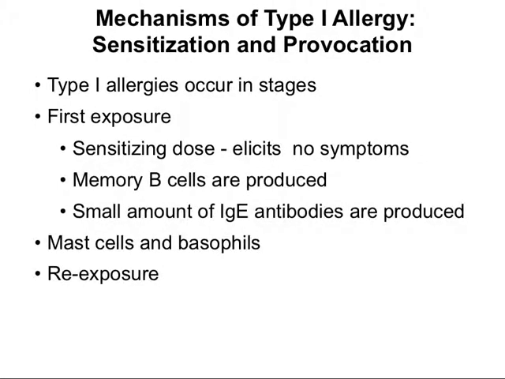So why do some people experience allergies and huge symptoms associated with them, while other individuals have no symptoms whatsoever? It really comes down to what occurs in the tissues of an allergic person. These symptoms don't happen in the tissues of a non-allergic person. Type 1 allergies occur in stages. There's a first exposure and a second exposure.